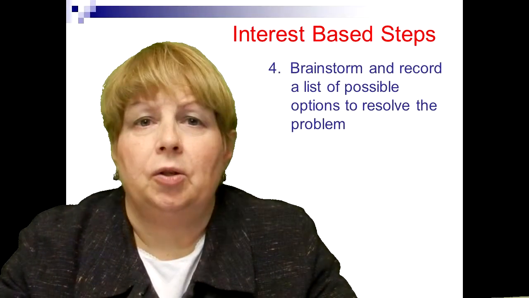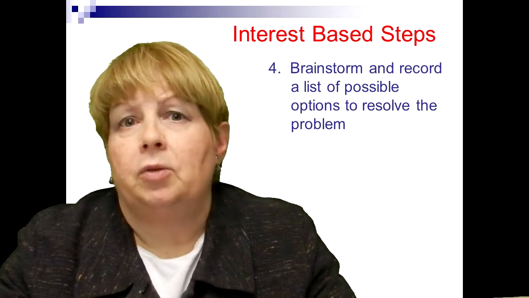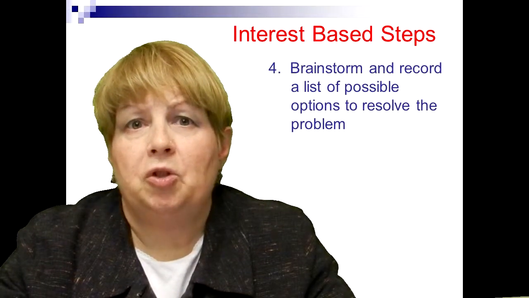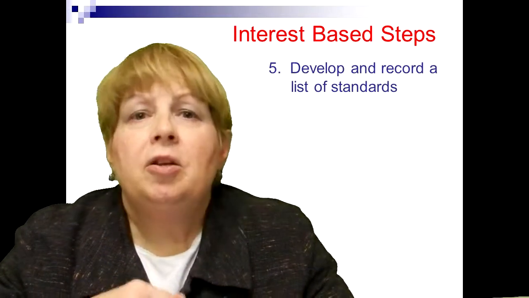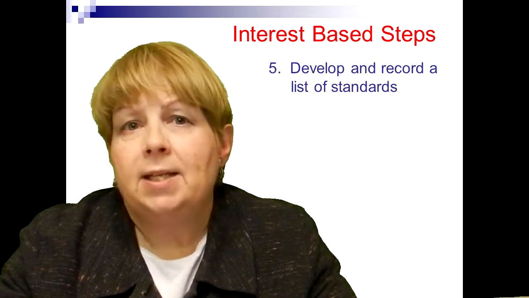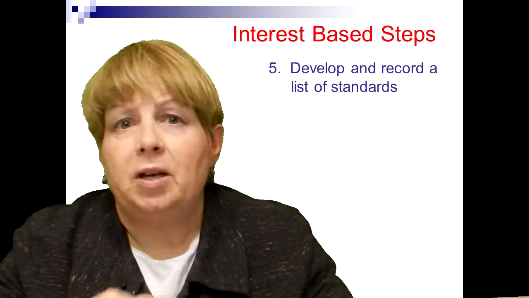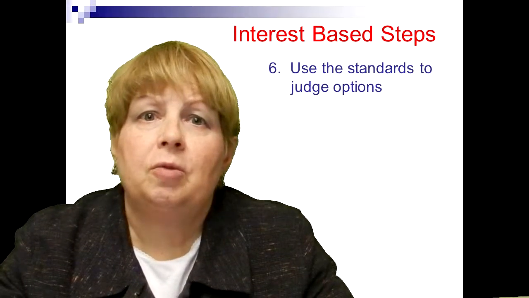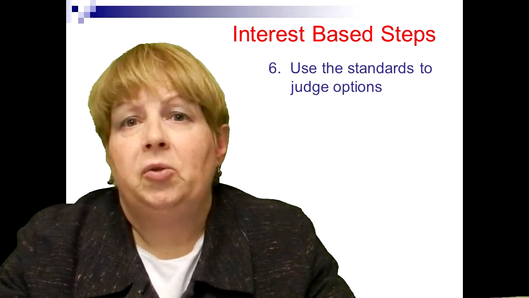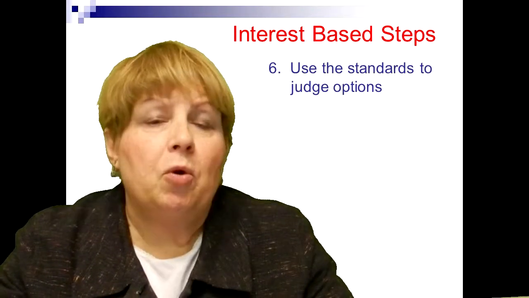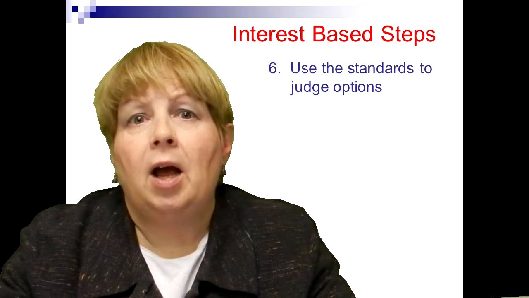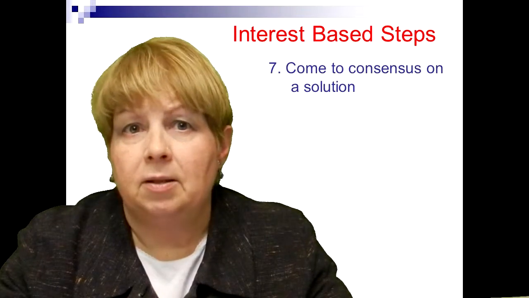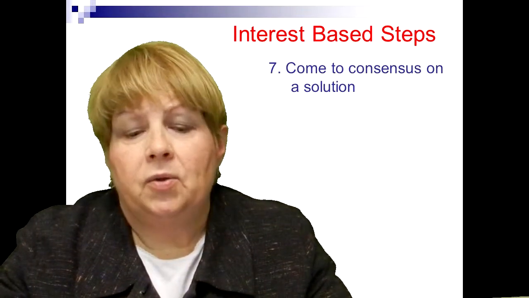The next thing you need to do is to come up with some solutions or some options to solve the problem based on those mutual interests that you circled. And then you need to identify some criteria or standards. You're going to brainstorm a list of standards that you want to compare those options or solutions that you've identified to determine just which one or ones will be suitable for the problem that you're solving. Now, more than likely, you're going to have more than one option or solution that's going to meet all the criteria. So then you're going to have to come to consensus on how you want to proceed.